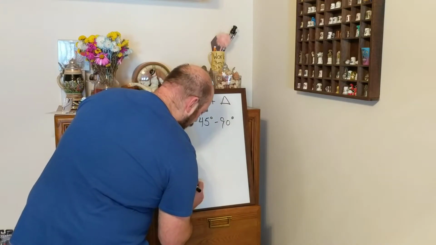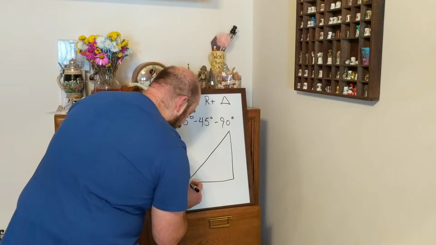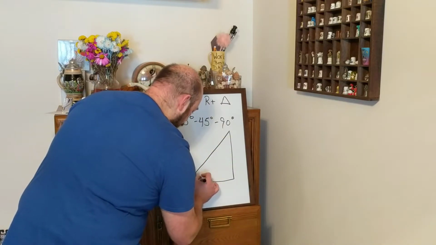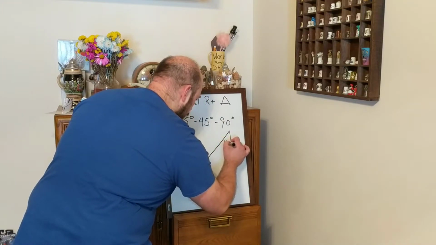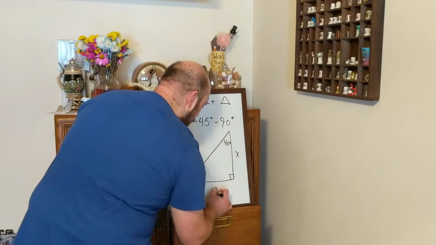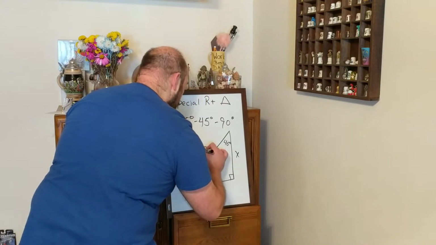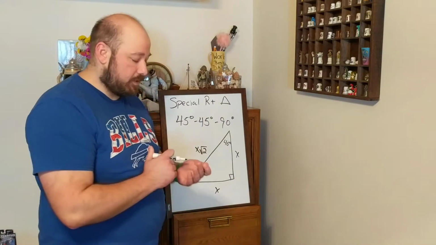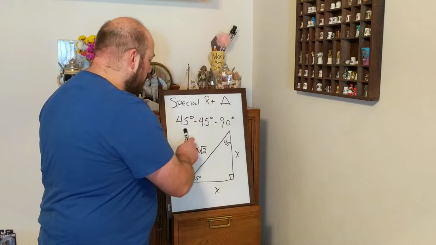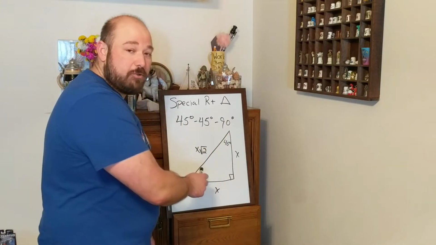All right, I would have it looking like this. This would give me my 45-degree angle. Here's my right angle, here's the other 45 degree. So what I would have here is my x, and then this would be x times the radical 2. Now the way I remember this is because I have 2 different angle measurements. That's how I remember the radical 2.